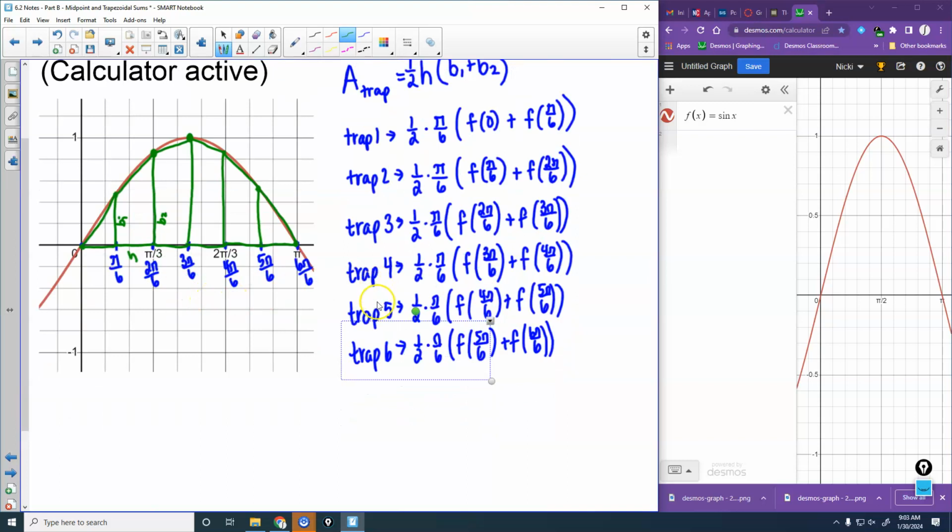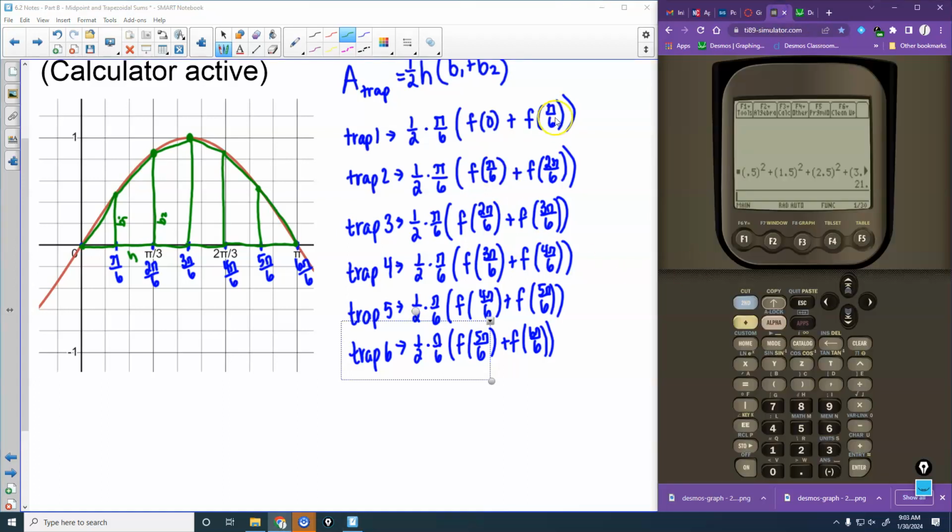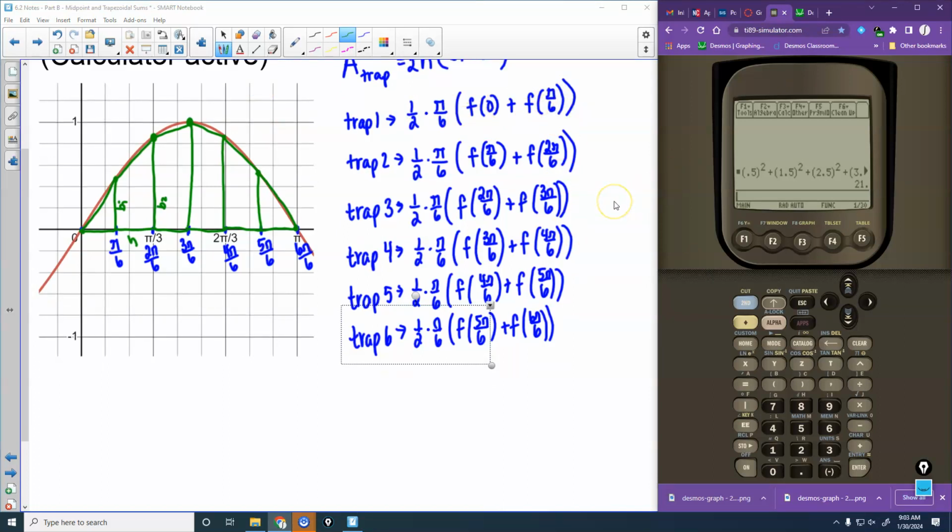Now, I don't really want to have to type every single one of these in separately. I would like to be able to type this into the calculator as quickly as possible. I definitely could just type them all in separately. But let's think about if we're trying to add all of these together, right? First of all, what do they all have? They all have a pi over 6, and they all have the 1/2. So I could factor that out. I could do 1/2 times pi over 6 if I want. I can make that pi over 12 right there.